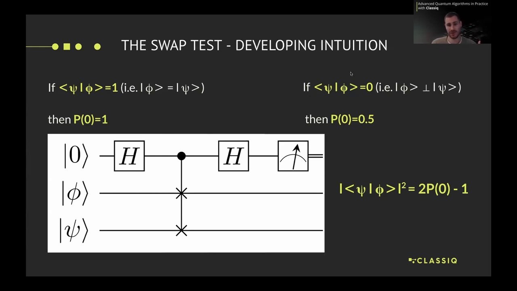And we can see from here that we won't receive something smaller than this 1/2, because we take the inner product and modulus square. So the minimum value that we can receive for the probability of measuring 0 will be 1/2. And these are the two limiting cases.